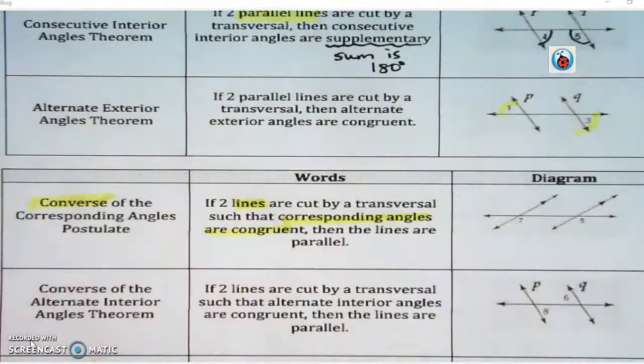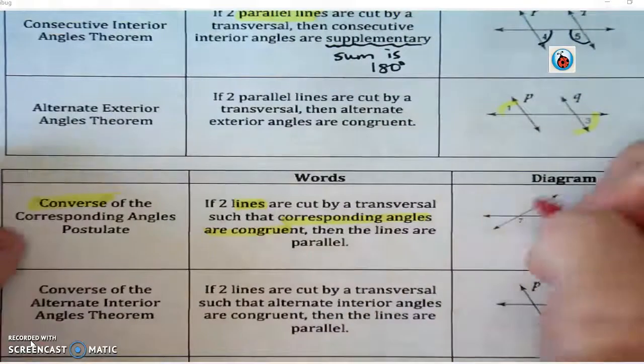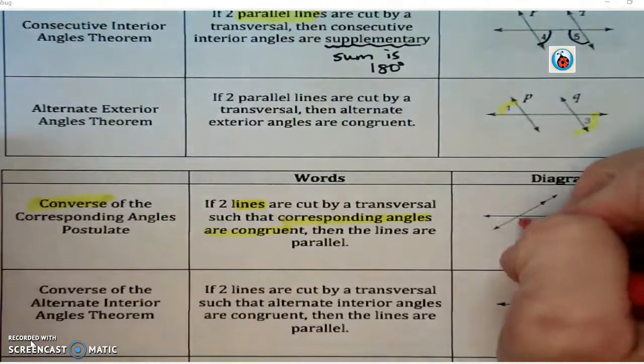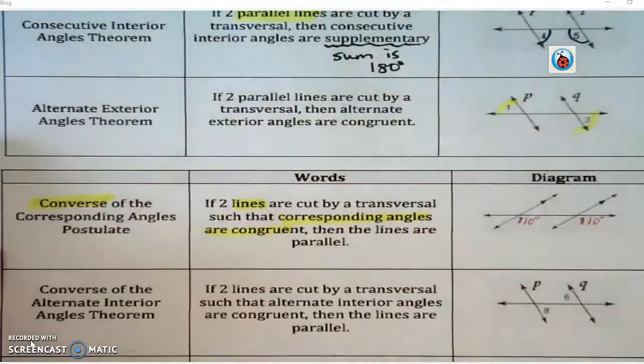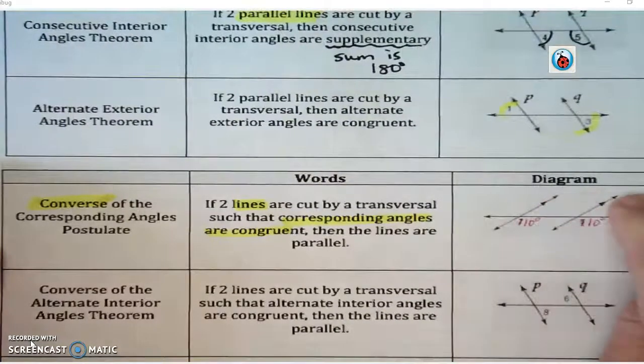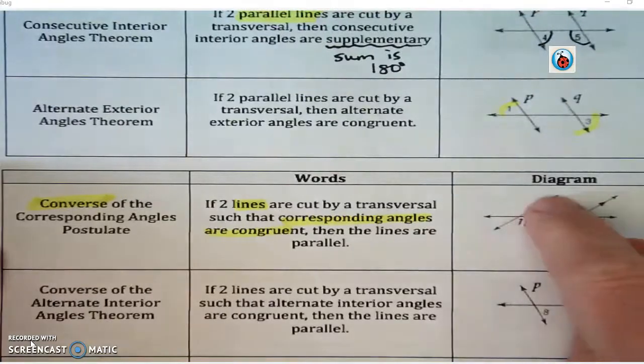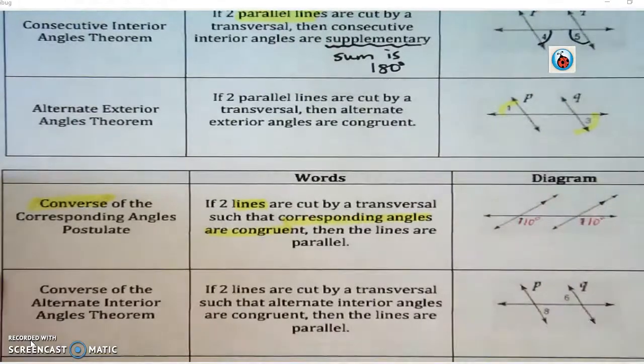So if you know that the corresponding angles are congruent, like if you saw that this was 110 and this was 110, then you could automatically say that these lines are parallel, even if those arrows weren't there. You could say that these were parallel.